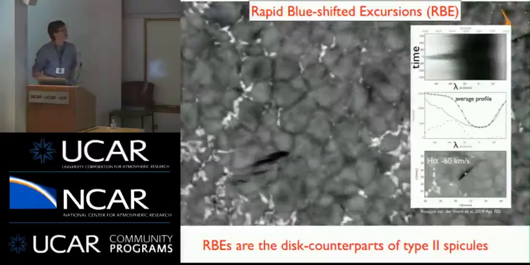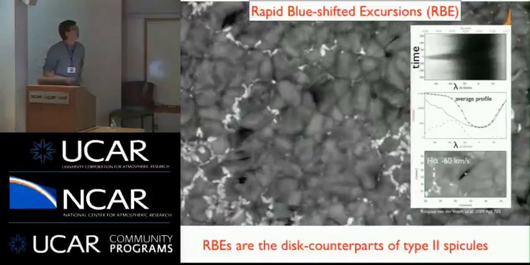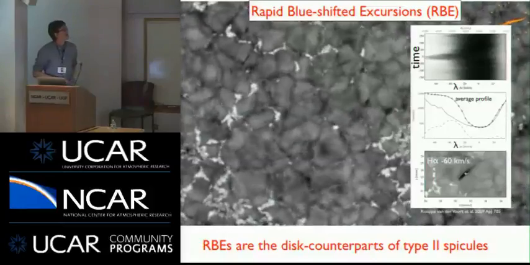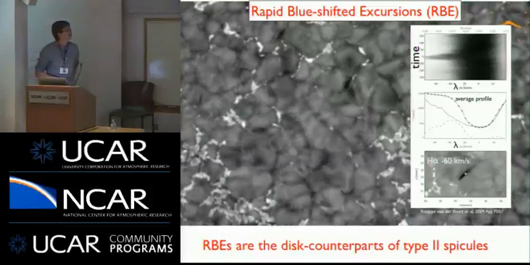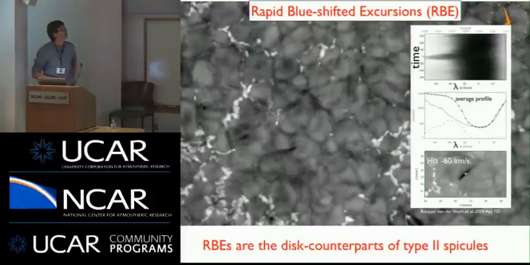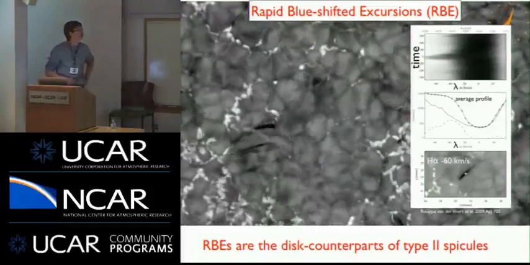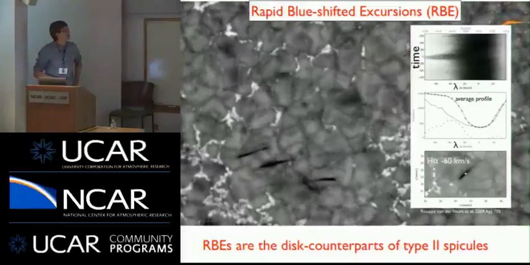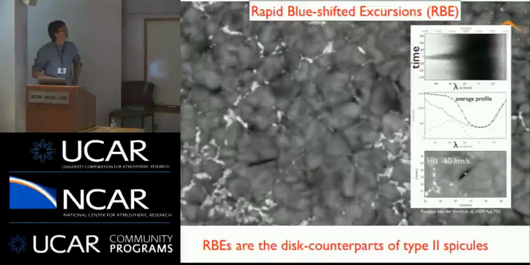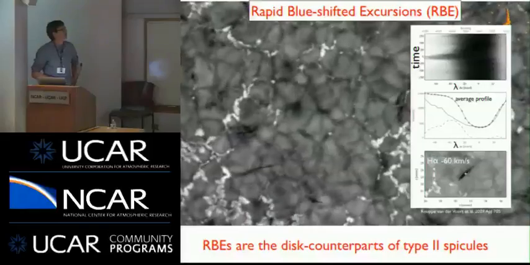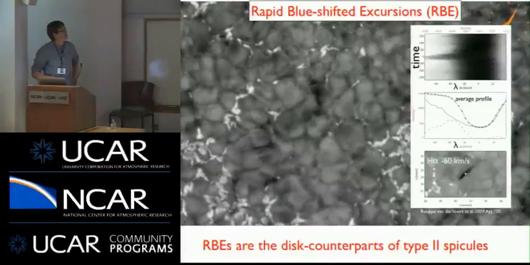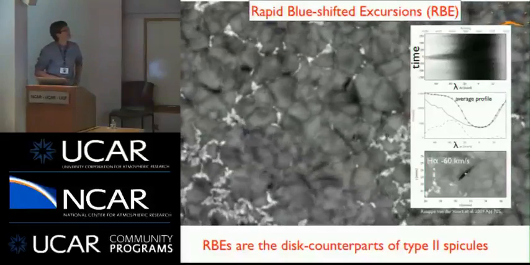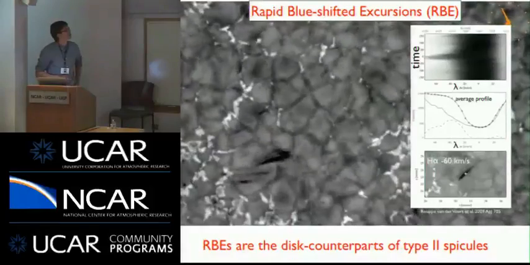rapid blue shifted excursions. That's because they show an asymmetry towards the blue for a short duration. So you see the absorption feature here, and the spectrum is shown at the cross here, and you see this asymmetry towards the blue that lives for a short time.